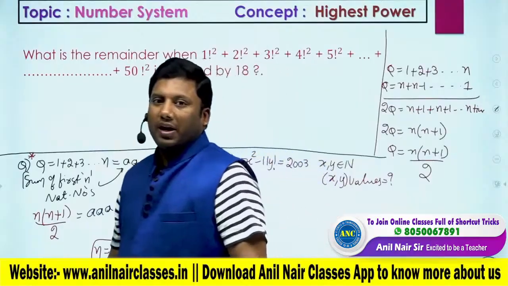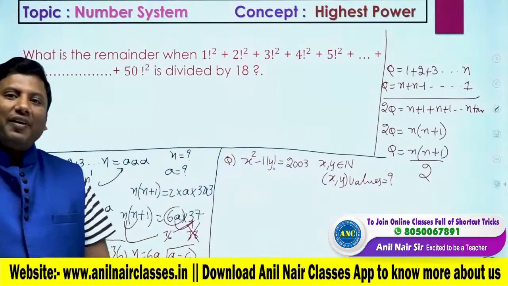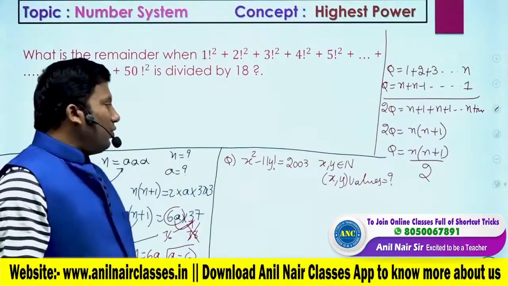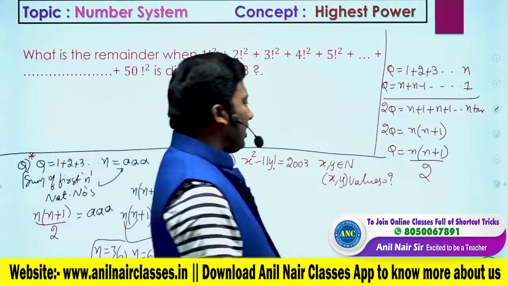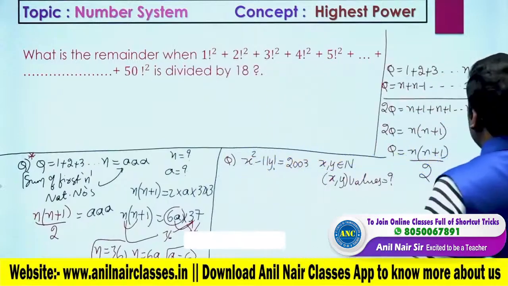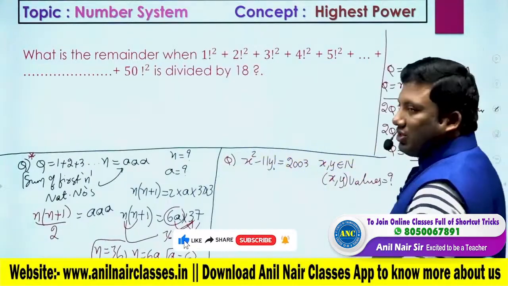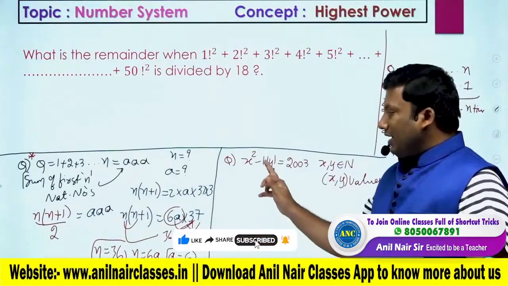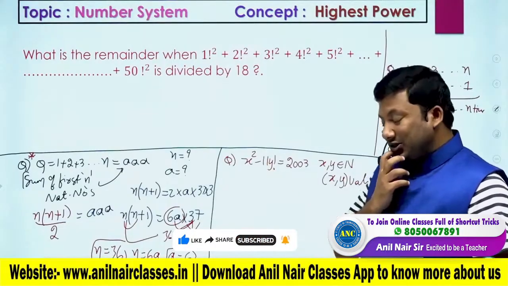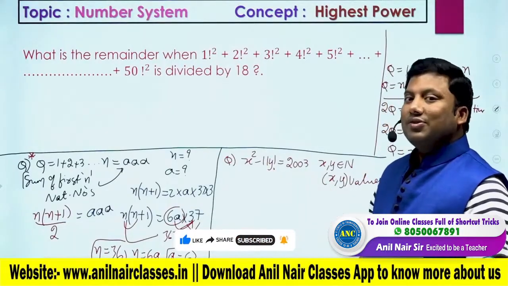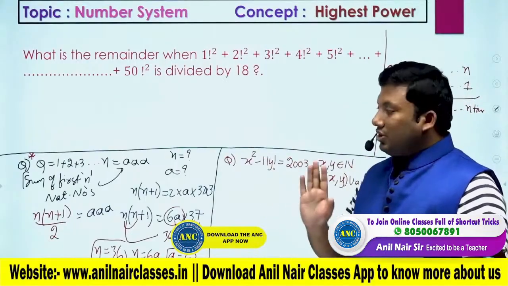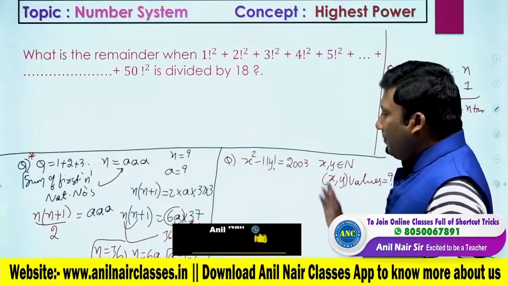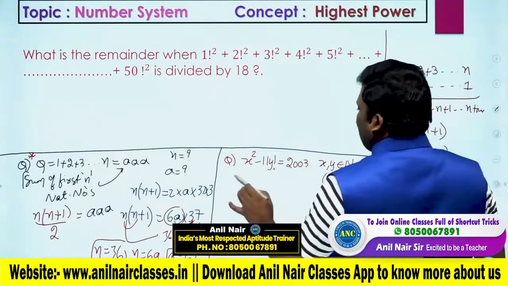X square minus 11 y factorial is equivalent to 2003, where x and y are natural numbers. How many values will (x, y) take such that this equation is satisfied? First thing is, read the question again. X square is a perfect square. Y factorial makes it a factorial based question. A perfect square never ends with 2, 3, 7, all right? And y factorial is a natural number.